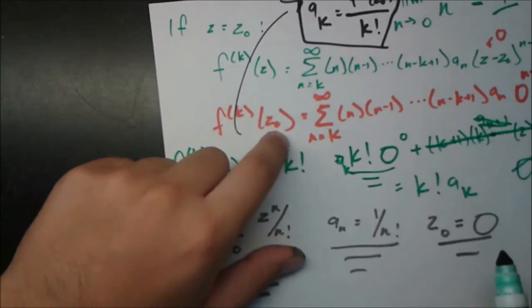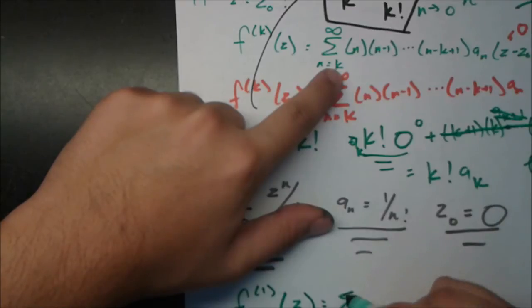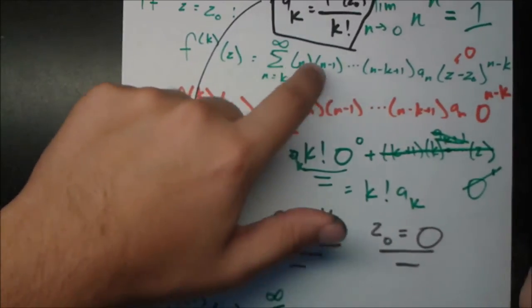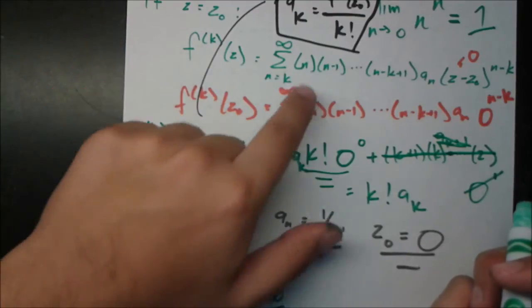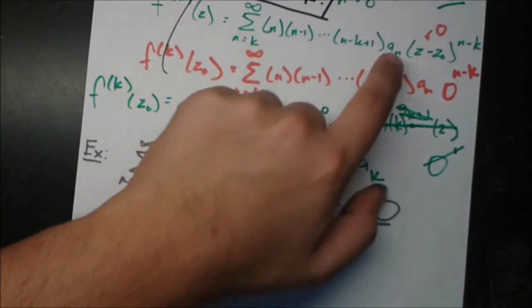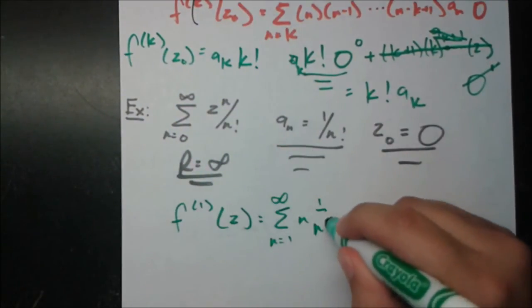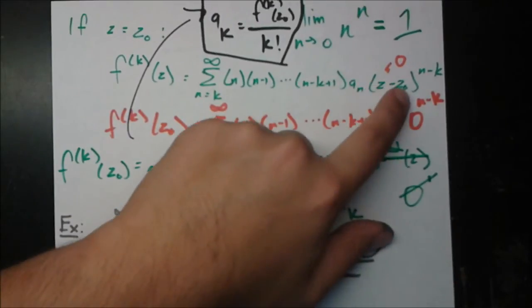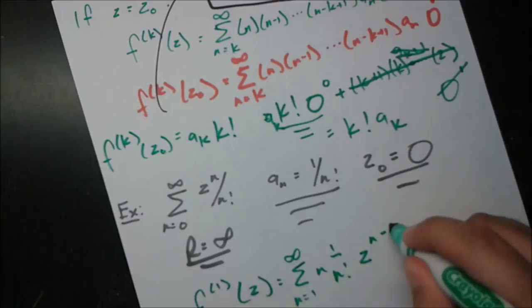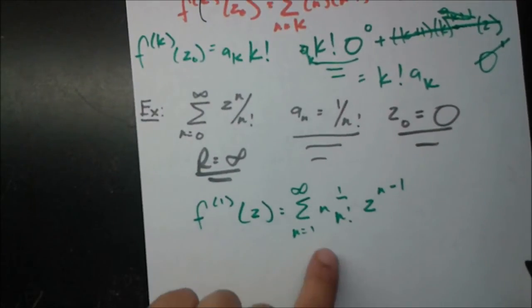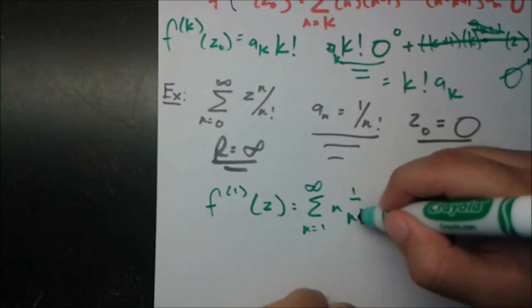Well, it's going to be what? First I put a sum, and then n equals k, and n equals 1 in this case, to infinity, times n times all of this stuff. But really, if we remember the first derivative problem we just did, it's just going to be n. And then what do we have? We have a sub n, which I've written here as 1 over n factorial, times z minus z naught, which is 0, so just z to the power of n minus k. So it's z to the power of n minus 1. So now we have this, and this n over n factorial will do what?